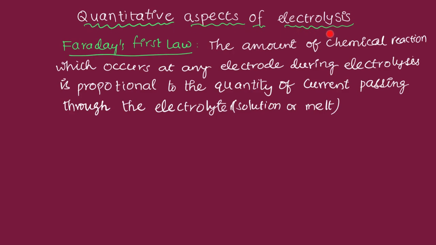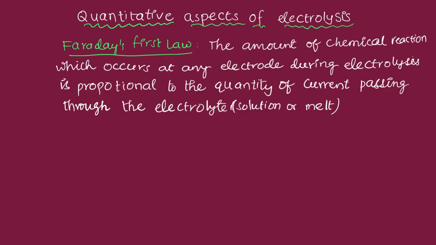Quantitative aspects of electrolysis. When we pass current through the electrode into the electrolyte, a chemical change takes place, that is, an oxidation and reduction reaction at the respective electrodes. Whatever is deposited or liberated as gas at each electrode, and how much of it, is explained by some laws called Faraday's first law and Faraday's second law. So now I am discussing Faraday's first law.